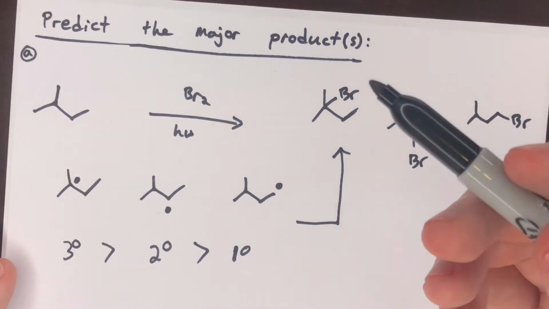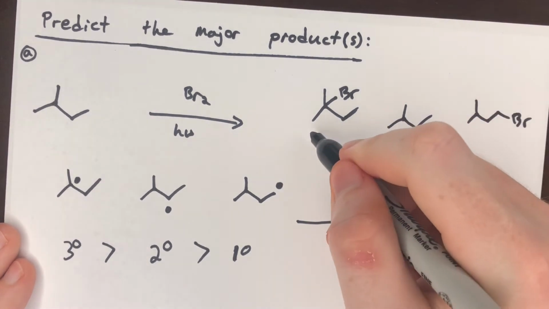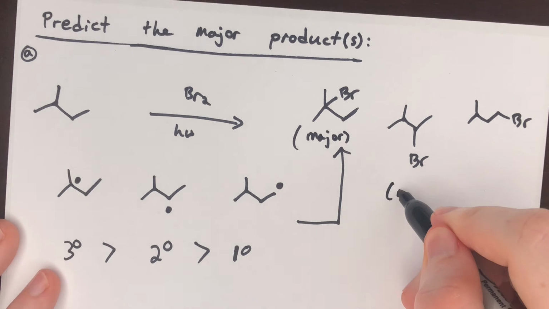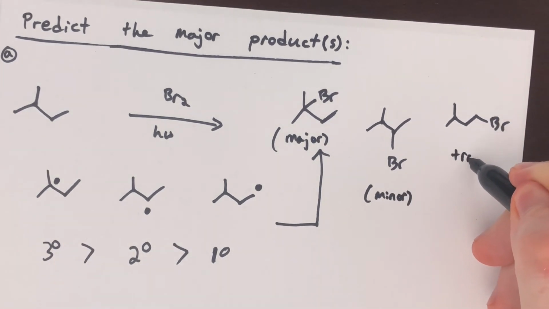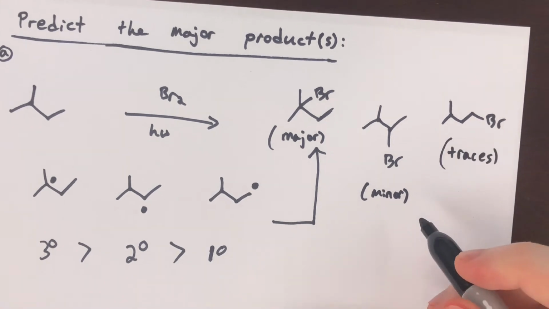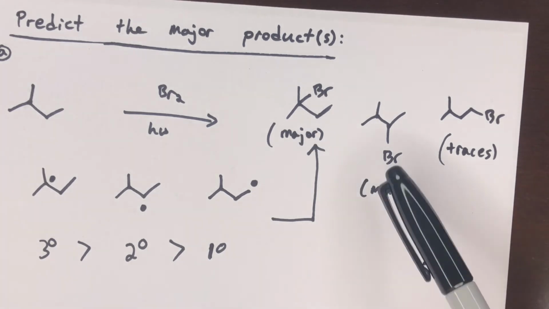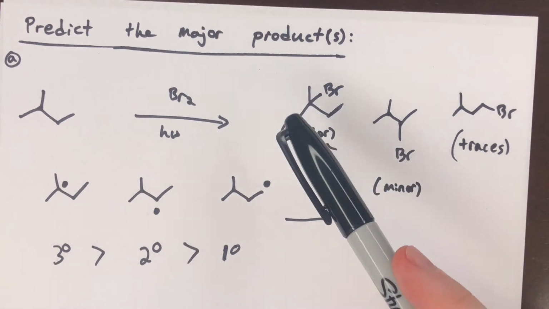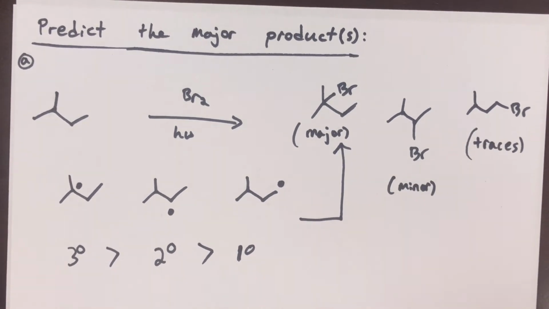But if the question was, what are the major products? This would certainly be the major product. And I would say that this is your minor product and that there would be traces, if at all, of the primary product. So if I were answering this question on an exam as a free response, I would put these two and I would include major for the tertiary radical and minor for the secondary radical.